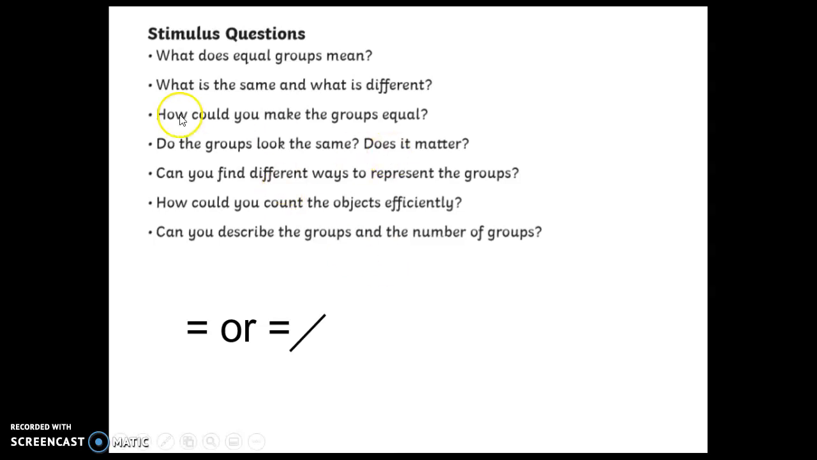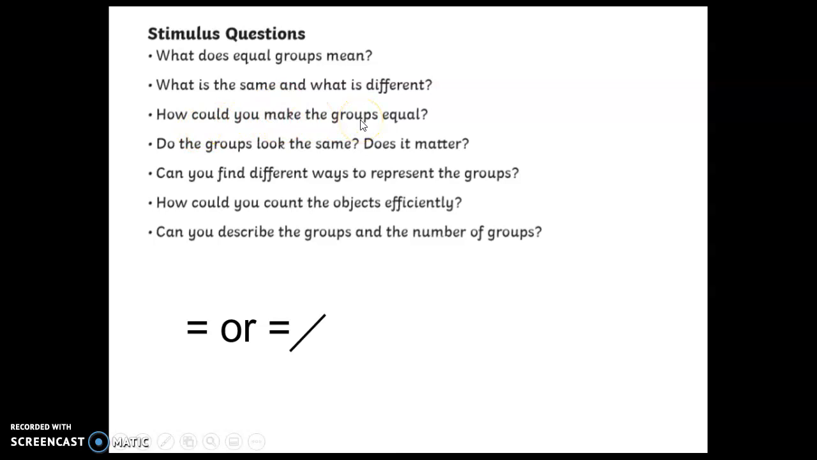Sometimes when you're looking at different groups, you need to think about what is the same and what's different about them. If they're the same, then that means they're equal. If they're different, why are they different? It might be that there are actually equal groups, but they look different. How could you make the groups equal?